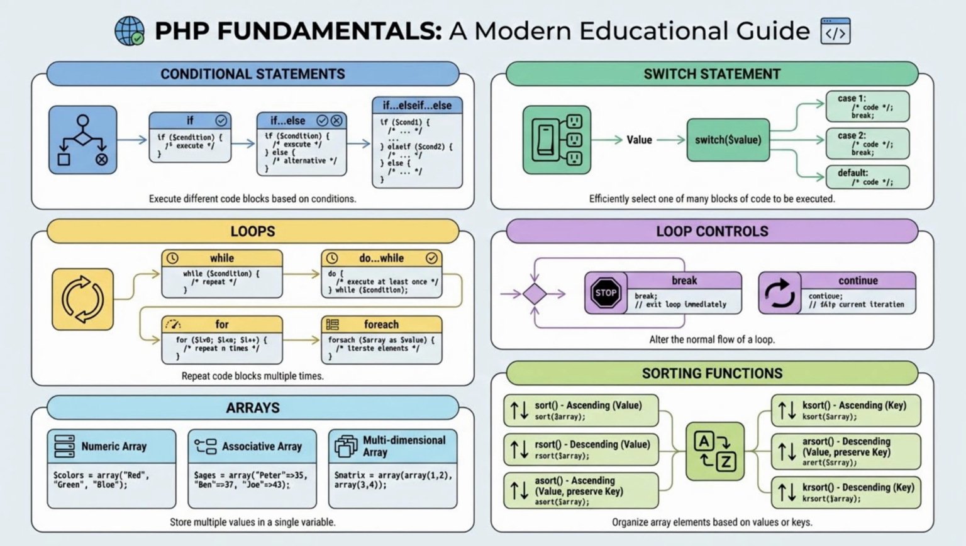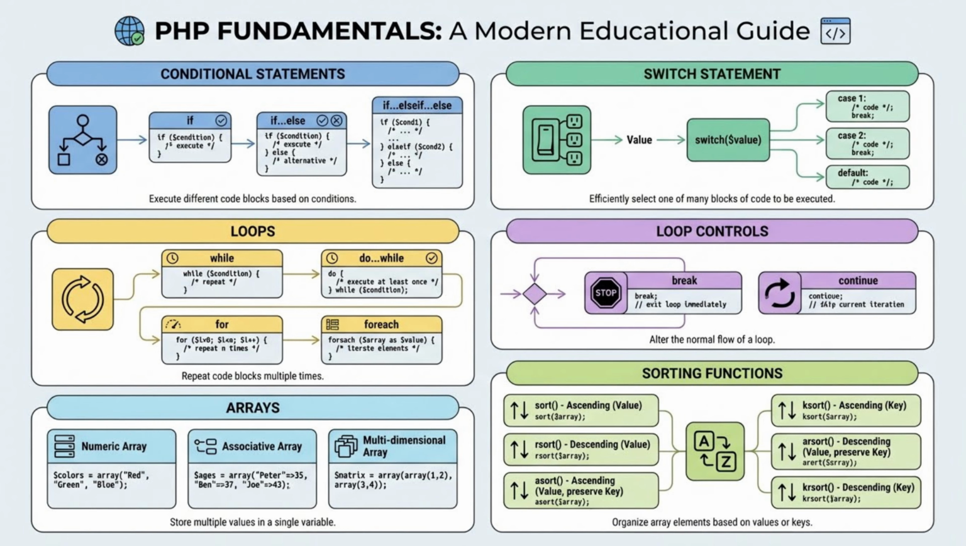5. Arrays. Arrays allow PHP to store multiple values in a single variable. This guide introduces the three main types. A numeric array uses number-based indexes to store values. An associative array uses named keys, allowing values to be accessed by meaningful labels rather than numbers. A multidimensional array contains arrays inside other arrays, enabling more complex data structures like tables and matrices. Arrays are the backbone of data handling in PHP, and they are used extensively in real-world applications.